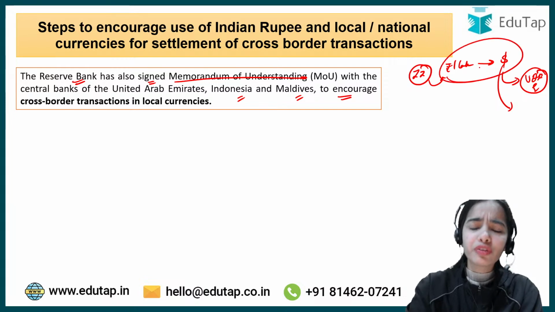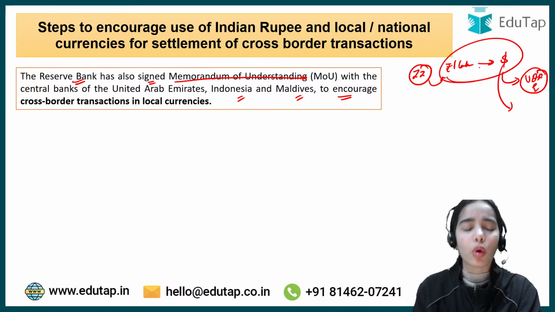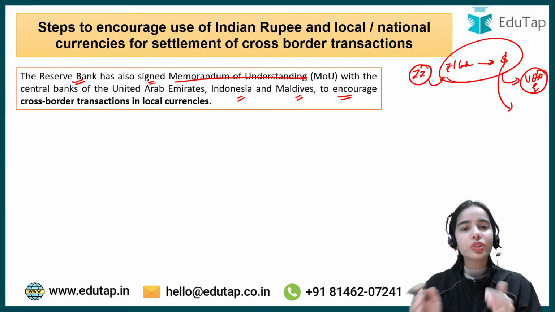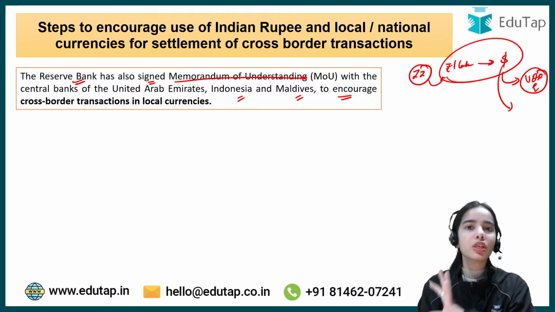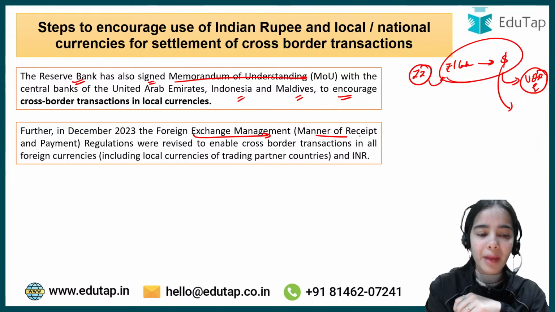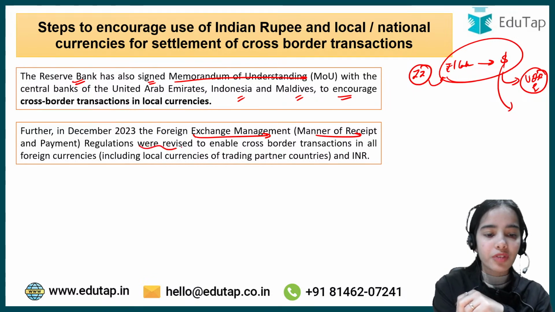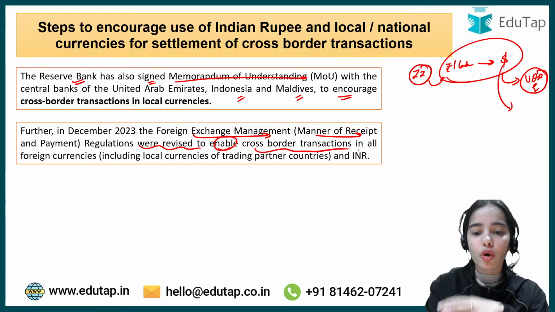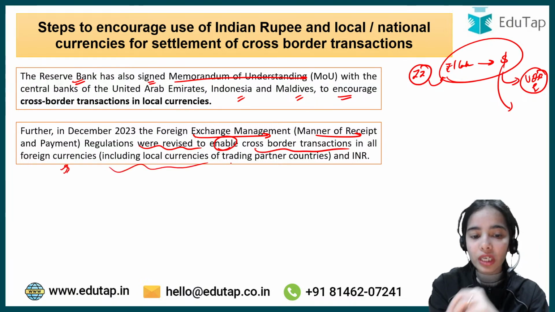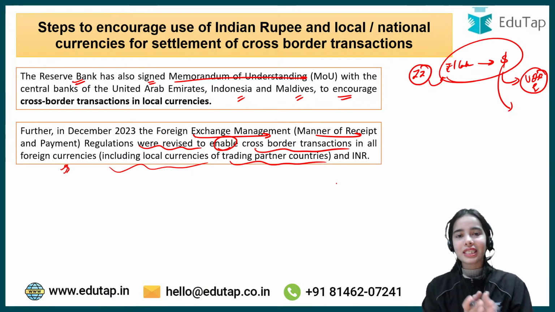So a lot of conversion is required when we use the dollars. So rather than using the dollars, we can use our local currency. It will reduce the transaction cost because conversion will not be required as much. Further, in December 2023, the Foreign Exchange Management (Manner of Receipt and Payment) Regulations were revised to enable cross-border transactions in all foreign currencies, including the local currencies of trading partner countries and INR.